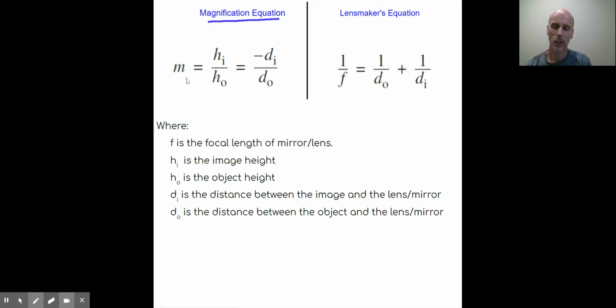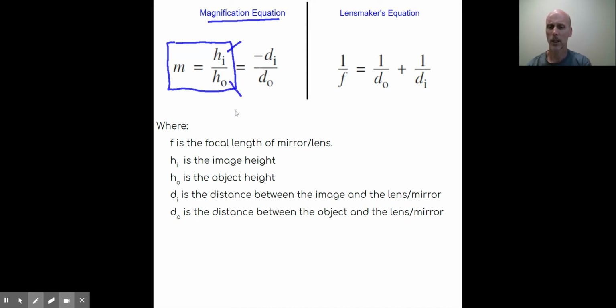So the magnification equation really is best understood by looking at just this part of it. You can see there's really two parts. One that says magnification is HI over HO. In this part, HI is the height of the image. HO is the height of the object.